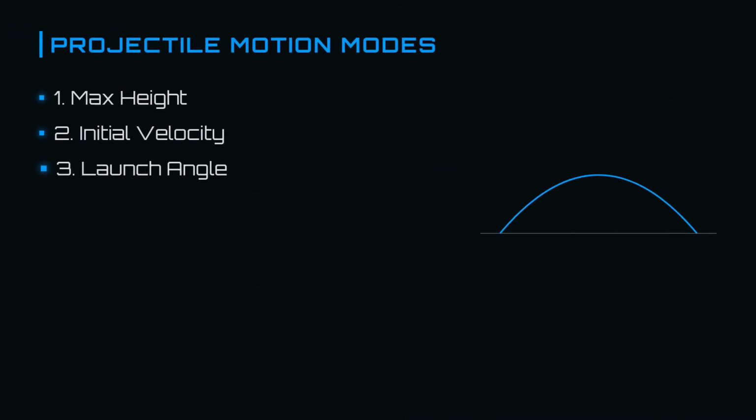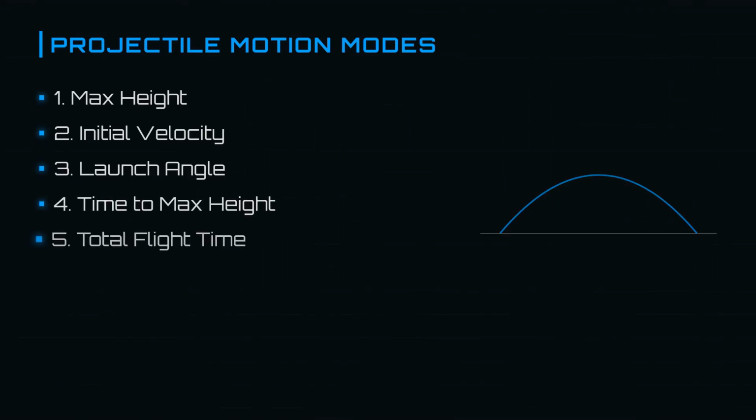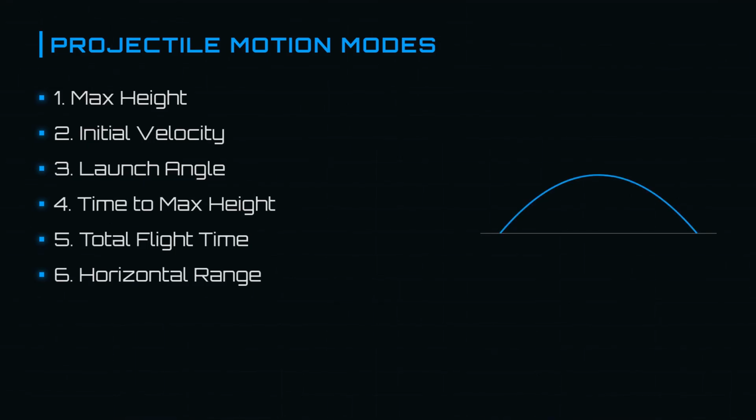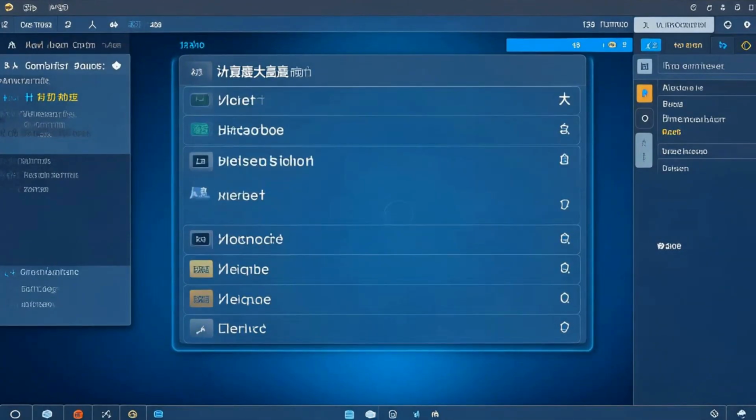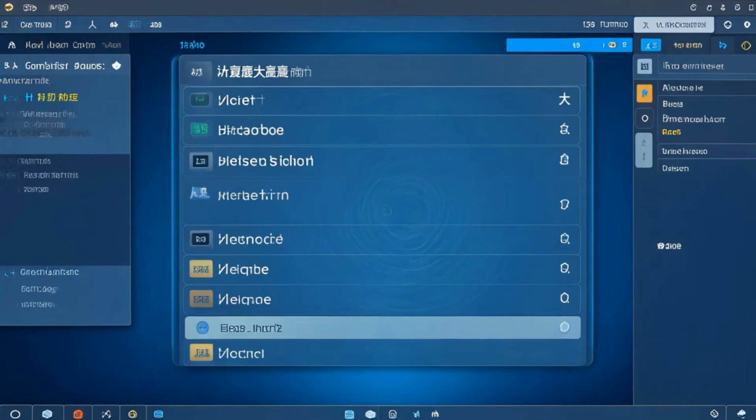Under Select Calculation Mode, you'll find Calculate Maximum Height from Initial Velocity and Angle, Calculate Initial Velocity from Max Height and Angle, Calculate Launch Angle from Max Height and Velocity, Calculate Time to Maximum Height, Calculate Total Flight Time, and Calculate Horizontal Range from Max Height. For this demonstration, we'll use Calculate Maximum Height from Initial Velocity and Angle.